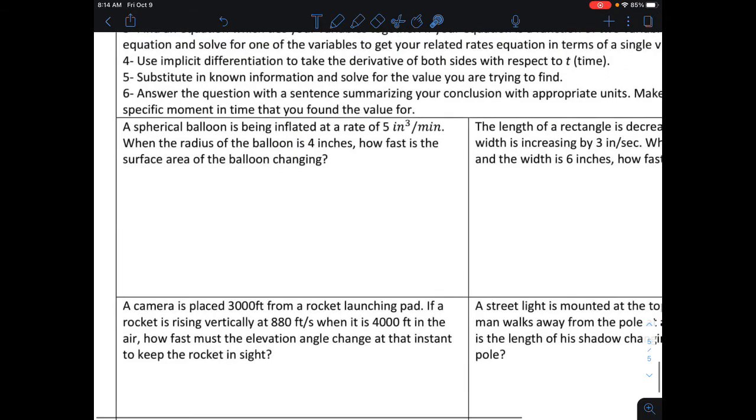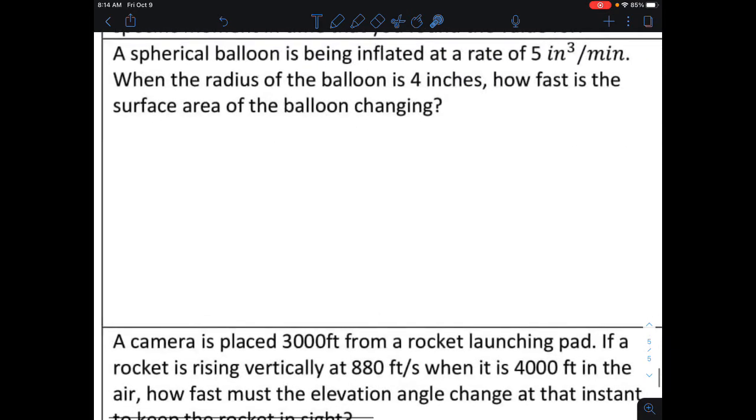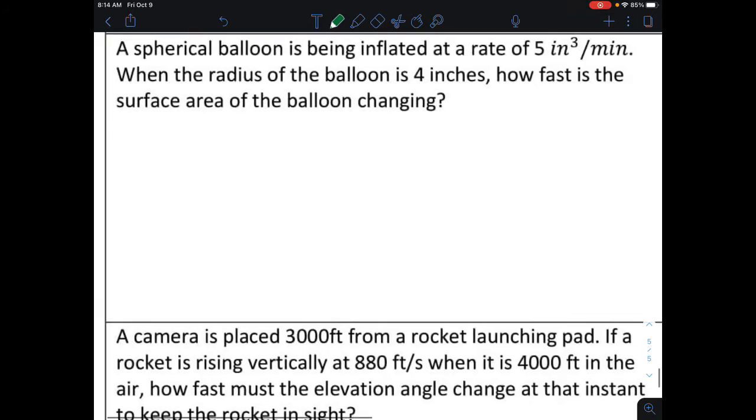So, let's look at our first related rate question here. We're looking at a balloon that's being inflated at a rate of 5 inches cubed per minute. And then when the radius of the balloon is 4 inches, how fast is the surface area of the balloon changing? Well, the first value we're given is 5 inches cubed per minute.